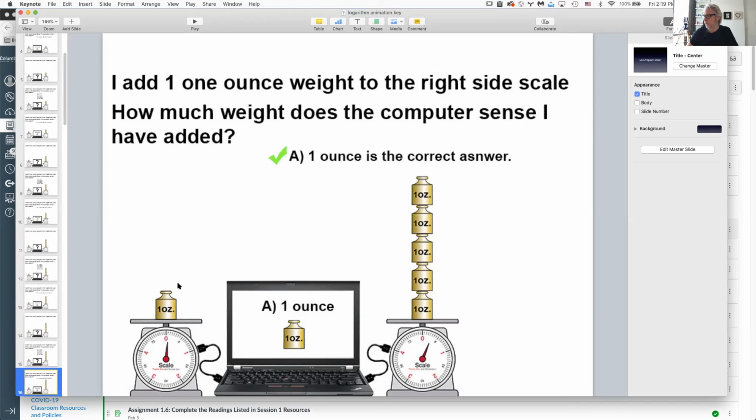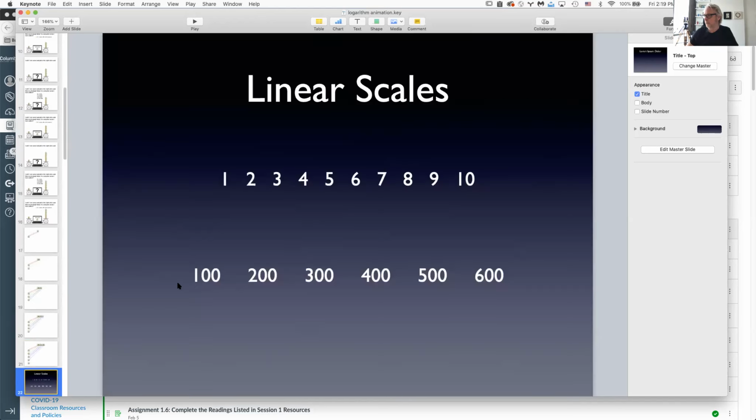Oops, sorry, wrong way. This is what we call a linear scale. And you can see that in a linear scale, in this case, we're going to do the one on the top. It's 1, 2, 3, 4, 5, 6, 7, 8, 9, 10. It doesn't have to be single digits. It can be 100, 200, 300, 400, 500, 600. Those are all linear scales.